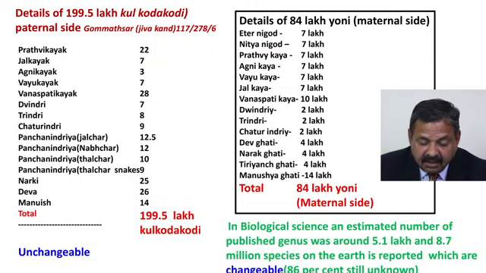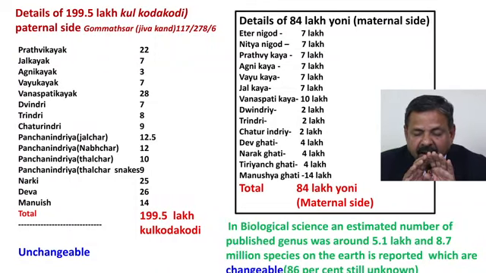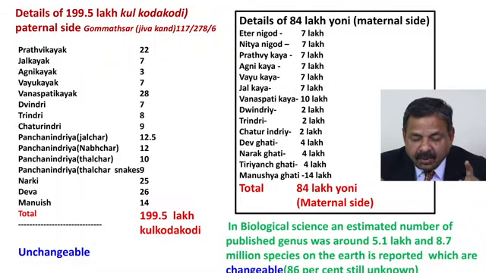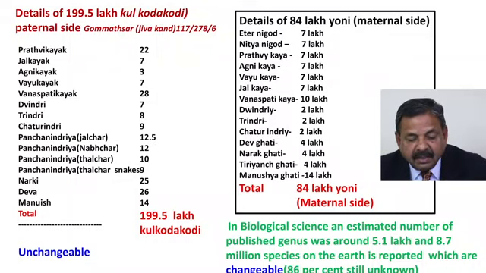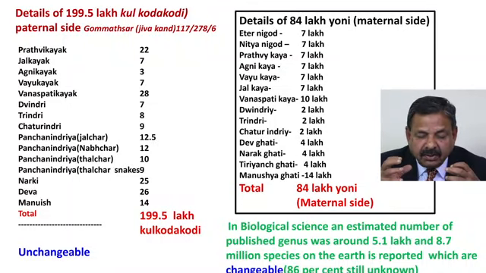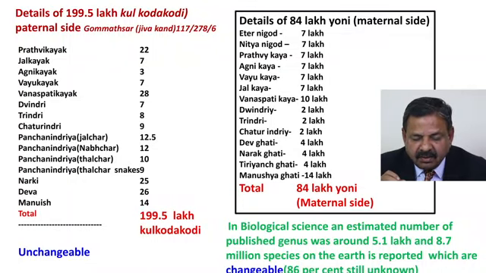But in the Agam, in Jain philosophy, all living organisms are under the knowledge of the omniscient, and these are mentioned here in 84 lakhs yoni and 199.5 lakhs kul koda kodi. So this is the difference: one is under the knowledge of the omniscient and another is under the knowledge of science. The scientists have only mati gyan, their knowledge is limited and unable to identify all the genus and species. So our knowledge or the scientists' knowledge is limited, while the omniscient knowledge is unlimited, covering each and everything.